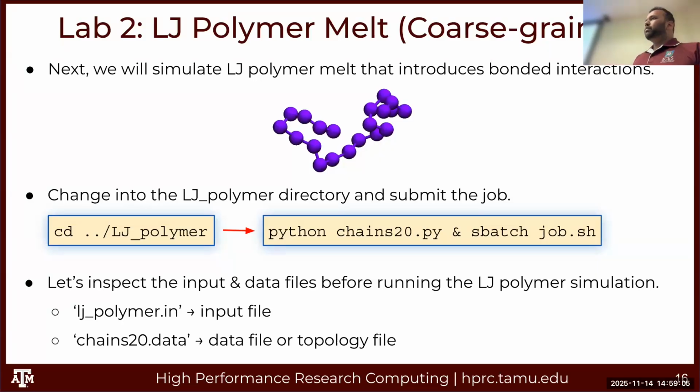Specifically, we will model a polymer: 20 LJ beads connected together to form a polymer chain. So we'll model polymer chains of length 20. When I say length 20, it's just 20 beads in a chain. Okay. So let's try to inspect the files first.